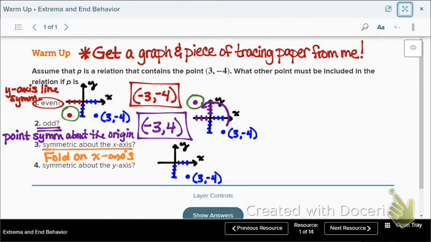Remember this one up here where we had y-axis symmetry? I folded it on that line, and so it ended up moving to the left. Up and down. Where's it going to move to? Where's that new point going to be? Up where? Like, what's the ordered pair? +3, +4.